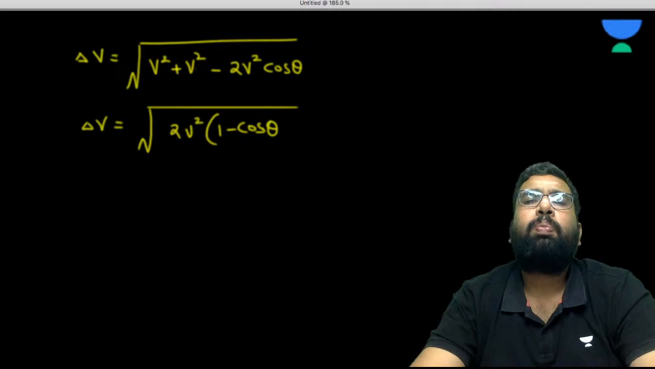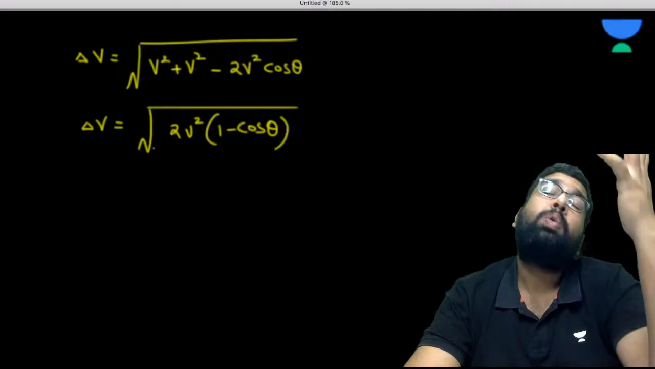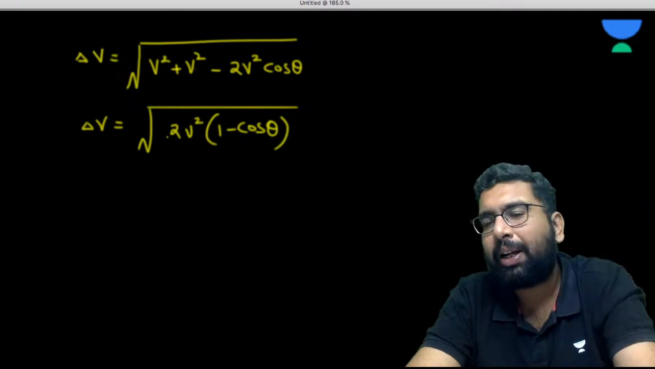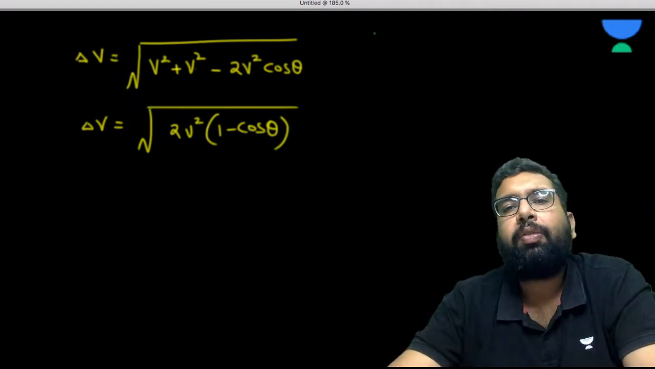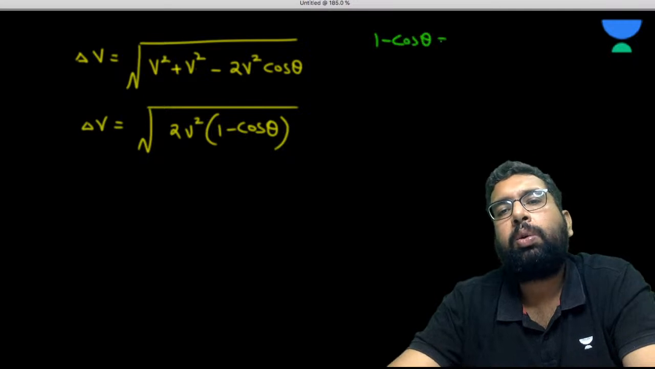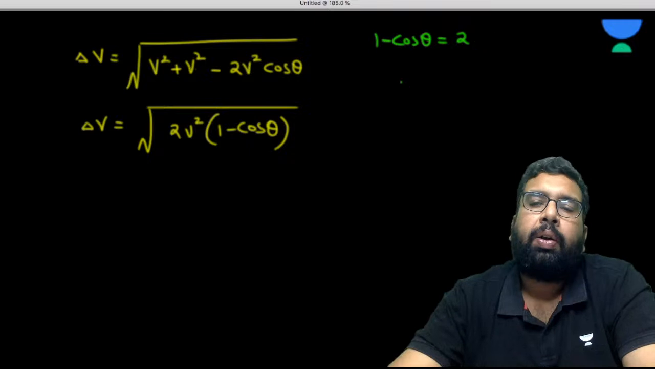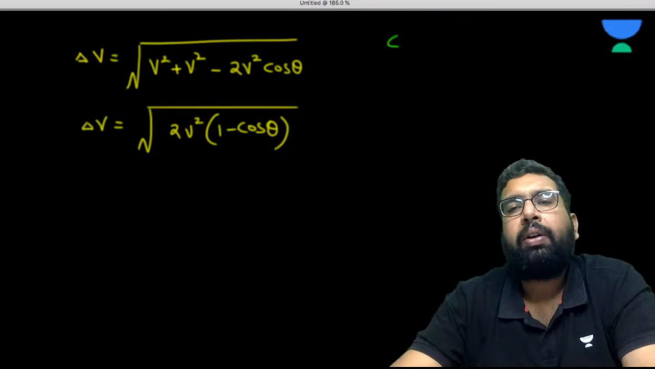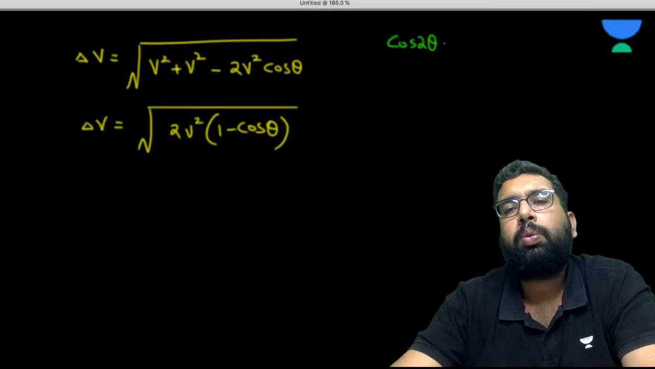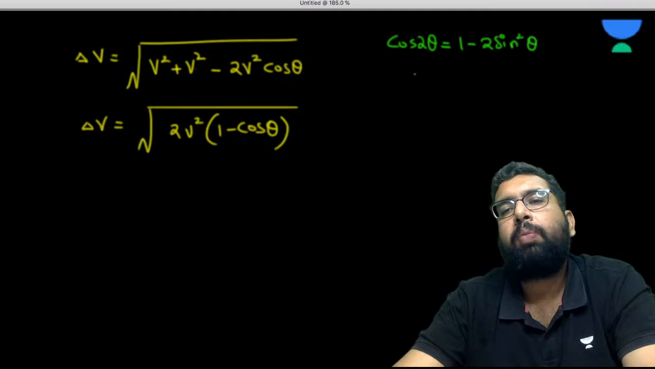This formula, root 2V square into 1 minus cos theta, is too complicated to memorize this way. Let's simplify it. Do you understand that 1 minus cos theta is also 2 sine square theta by 2? We did it in the motion in a straight line part also. How come? Okay, I'll tell you. Some basic trigonometric formulas you must know. Cos 2 theta is equal to 1 minus 2 sine square theta. We know this formula. So from here, can we write 2 sine square theta is equal to 1 minus cos 2 theta?